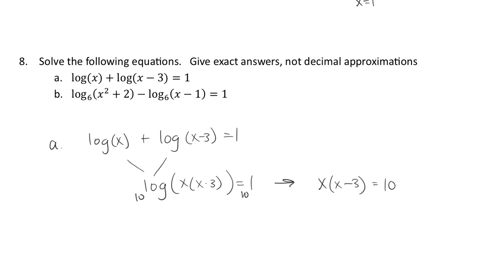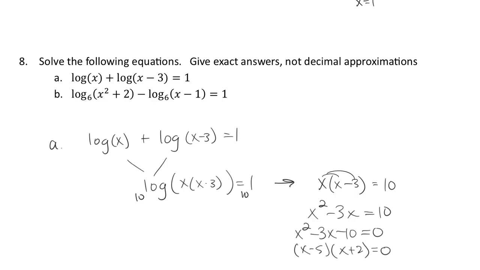So I can use a base 10 on both sides to get x times x minus 3 is equal to 10. Now we do need to turn this into a quadratic expression. X squared minus 3x equals 10. Now we can subtract 10. And then we can factor into x minus 5 and x plus 2. And we can claim that x is equal to 5 and x is equal to negative 2.